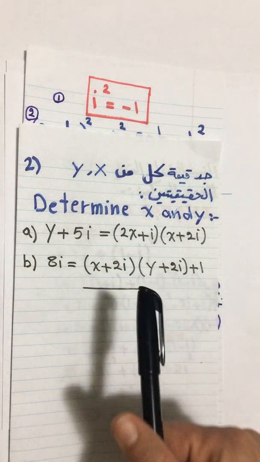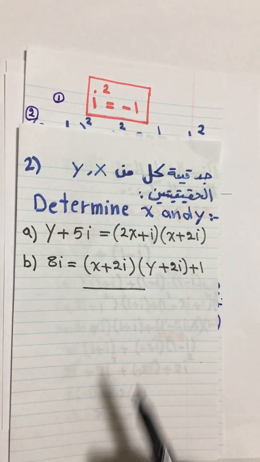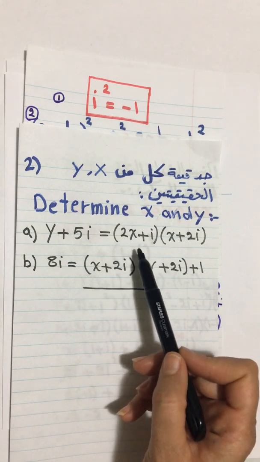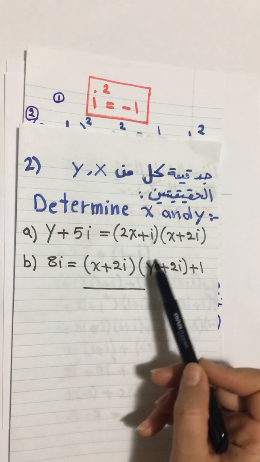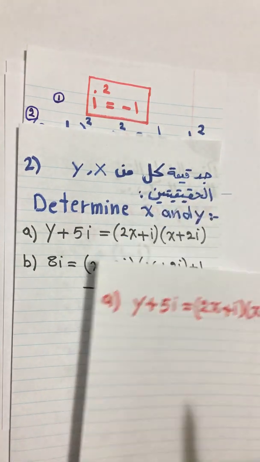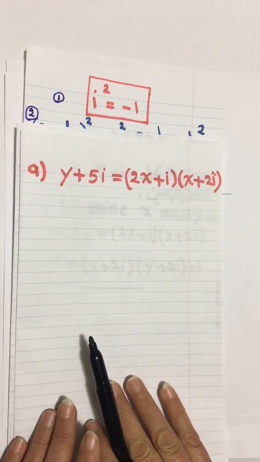جد قيمة كل من x و y الحقيقيتين. Determine x and y. We have two questions. y plus 5i equals (2x plus i) times (x plus 2i). So we're going to try the first one. راح نحل فرع ألف.